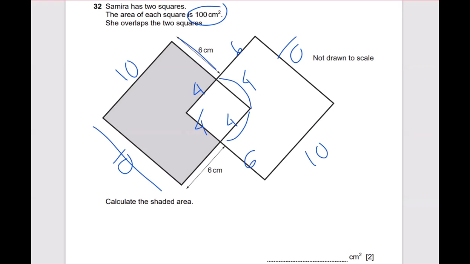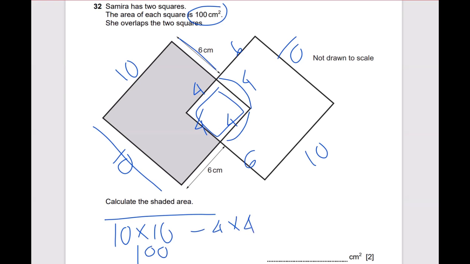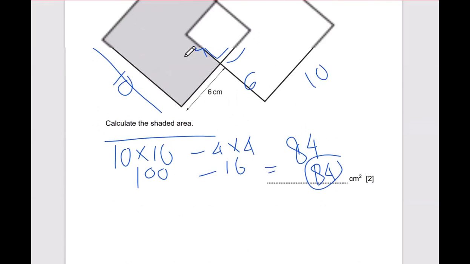So the shaded area, it means the whole square is 10 times 10, which is 100, and then minus this empty 4 times 4, which is 16. So 100 minus 16, you'll get 84. So that will be our answer, 84. Okay, that's the end of this question.